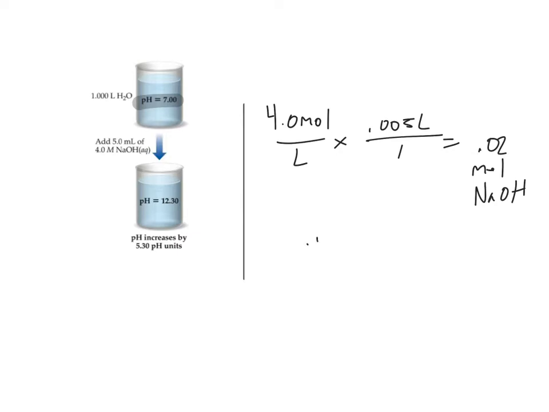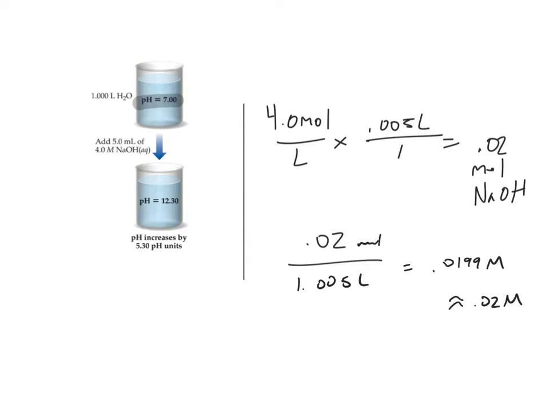Now take the number of moles and divide by the new liters. There was 1 liter initially, and you added 5 milliliters to it. So you now have 1,005 milliliters, or 1.005 liters. The answer in molarity is 0.0199 molar, which is about 0.02 molar.